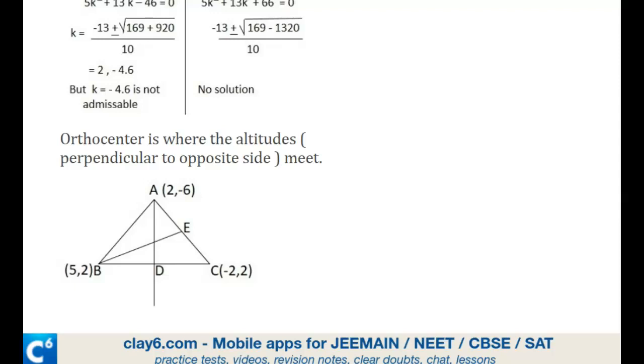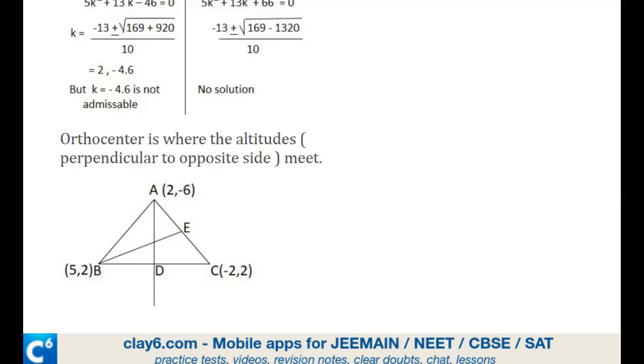So if we know the two equations of the two lines, then we can figure out the intersection point, right? We all know that. Given two equations, we can solve for x and y, and we're going to get an intersection point, and that's the goal here. So we need to figure out AD and BE.